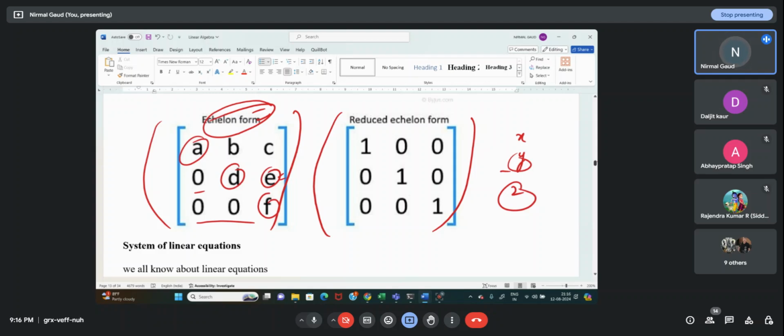It's not in a proper way, but this is the third term. The rest are 0. So directly I can get the value of the third term, and if I get the value of the third term, I can find the second term. If I get the second term, I can get the first term also. Straightforward. So this is Euclidean form, and this is reduced Euclidean, that means further reducing the Euclidean form to the extent where I'm getting the diagonals as one. So that will be reduced Euclidean form.